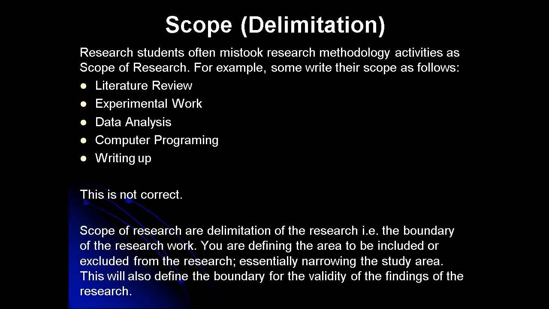But the scope of research is actually the delimitation of the research, the boundary. You are defining the area to be included or excluded for research, so essentially narrowing the study area. This also defines the boundary for the validity of the findings of the research. So we see some example.